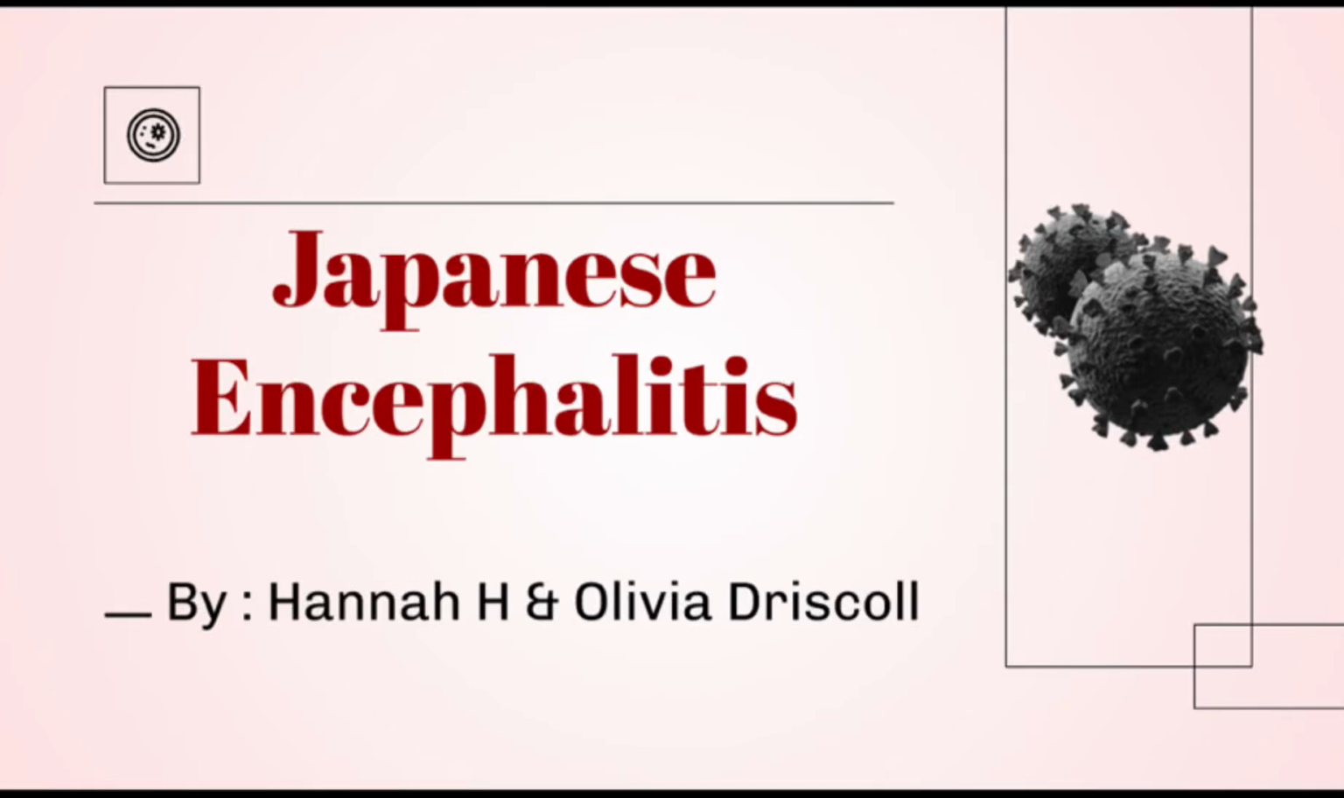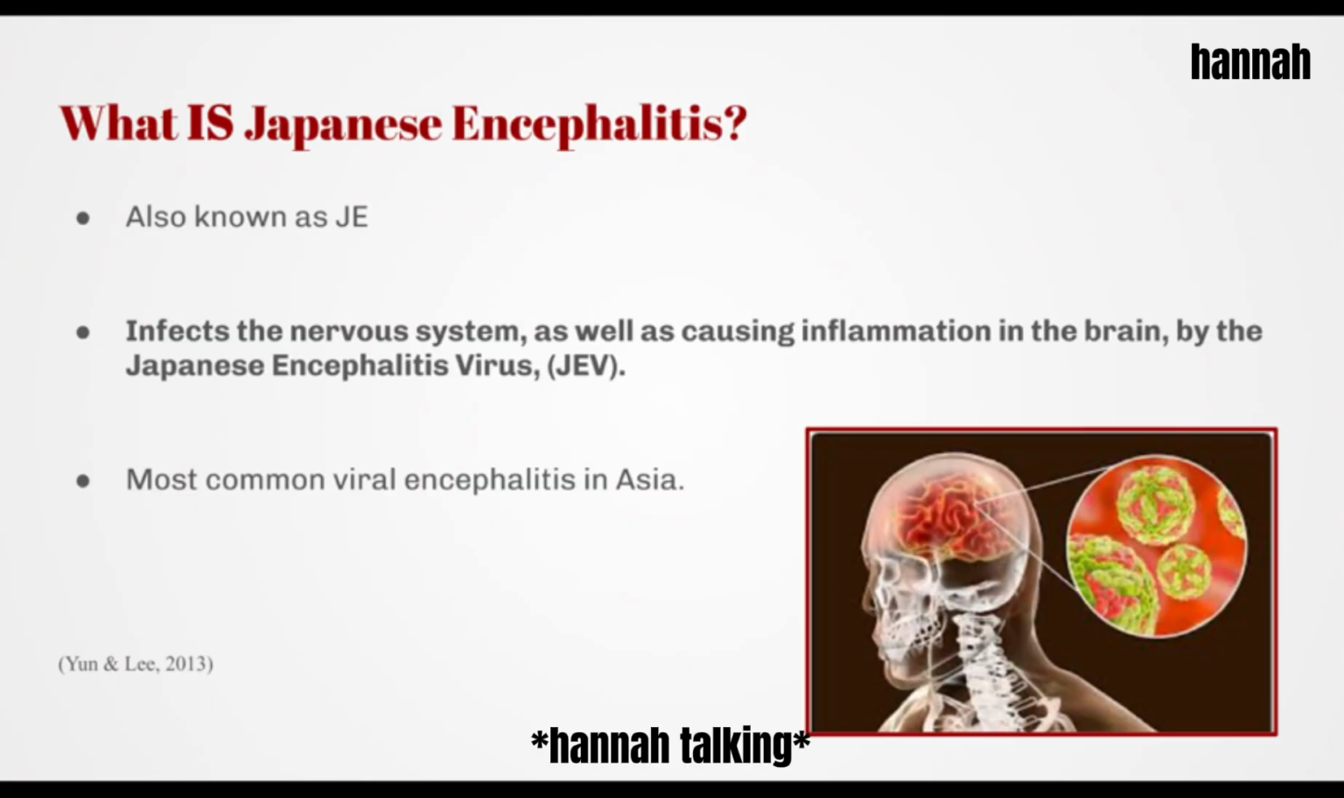And I'm Olivia Driscoll. What is Japanese encephalitis? It infects the nervous system as well as causing inflammation in the brain by the Japanese encephalitis virus. It is also known as JE, and it is most common in Asia.